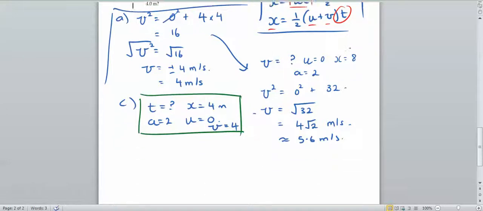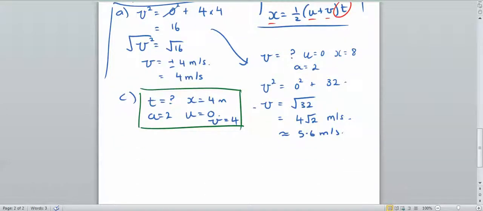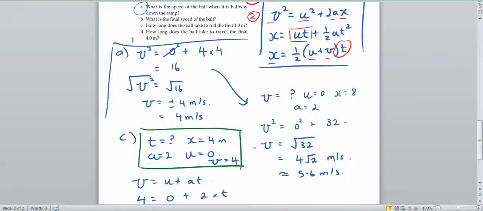So look, I'm just going to use any one, and this is where you're just going to have to play around. I'm going to use v is equal to u plus at. Let's sub in what we've got. We've got 4 is equal to 0 plus 2 times t. So this 0 is obviously 0, so 4 is equal to 2t. Therefore t is equal to 4 divided by 2, which is 2 seconds. It's going to take 2 seconds to get down the first 4 meters.